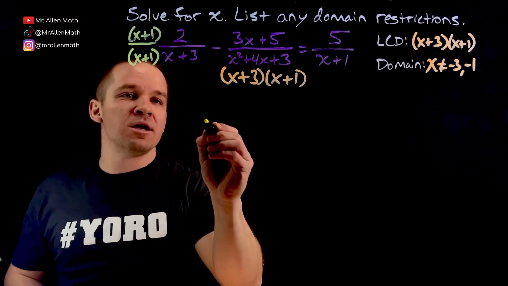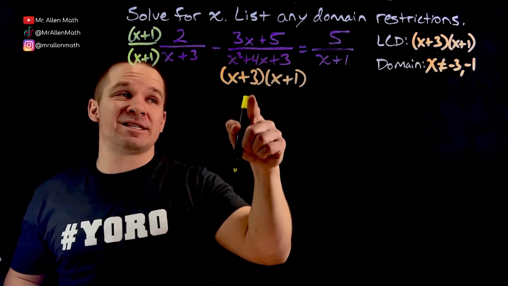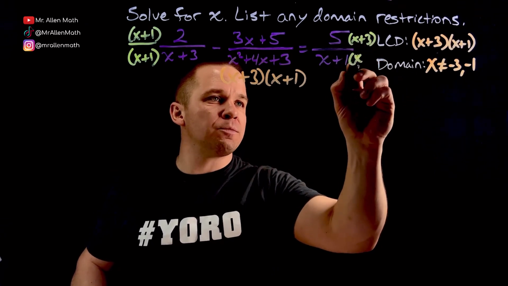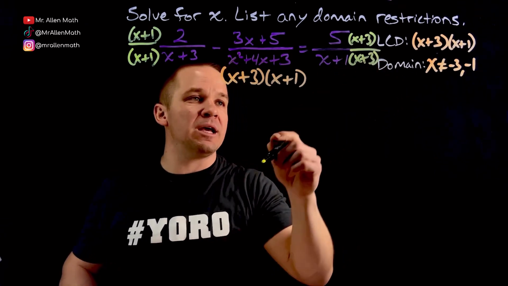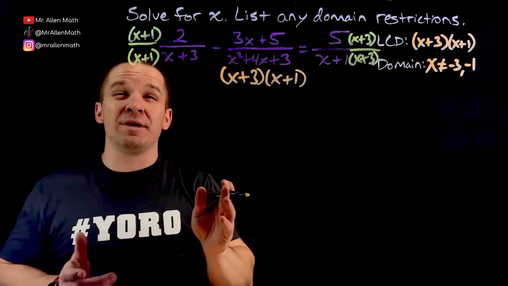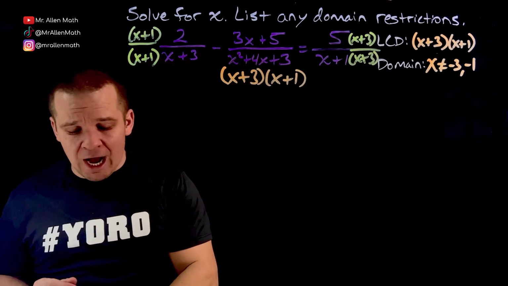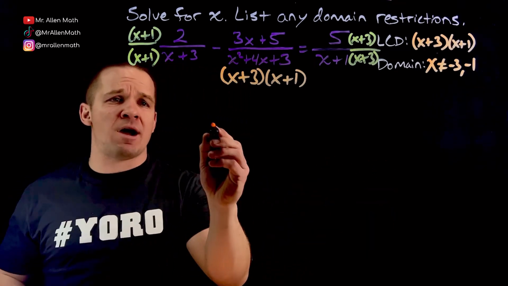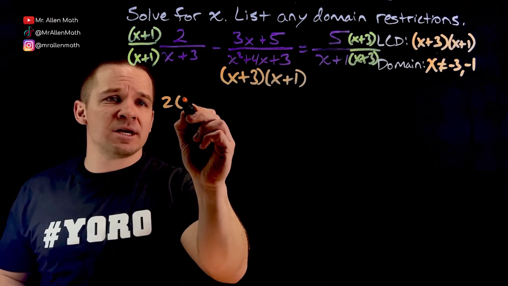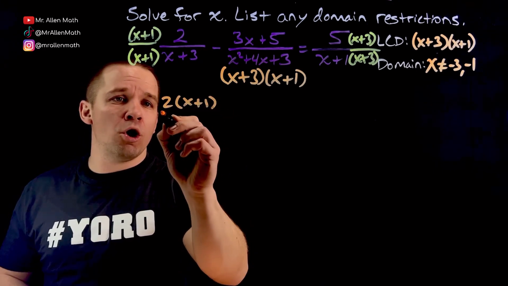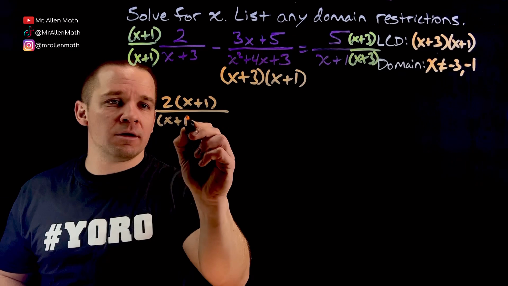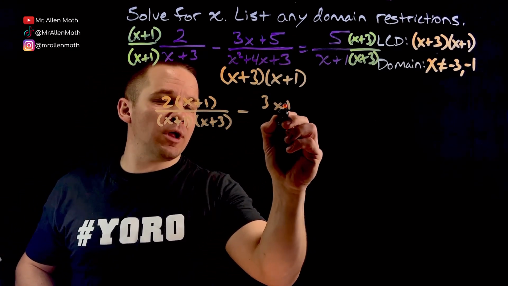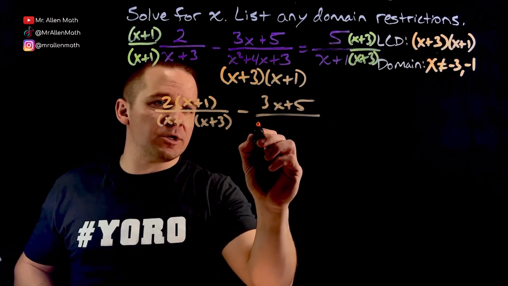Enough on that. So this one here is set, but this one over here needs an x plus 3 over x plus 3. That way I'll get my denominator to be the same thing. All 3 of these will be the same. So now I'm going to rewrite this all with the common denominators. It's quite a bit of writing. We've got 2 times x plus 1 over x plus 1 times x plus 3. The next one, we have 3x plus 5 over that x plus 1 times x plus 3.